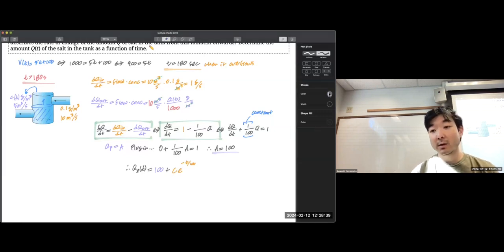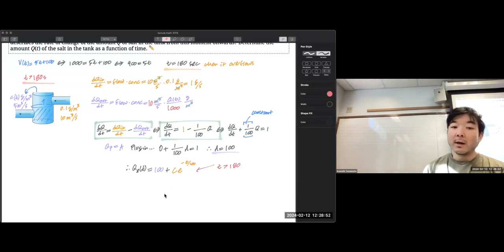So I'll just make a note here, and this is like the previous page we found when it was before it overflowed, but this is when t is greater than 180. It's going to give you this solution.